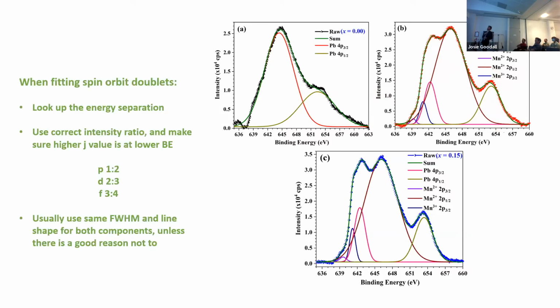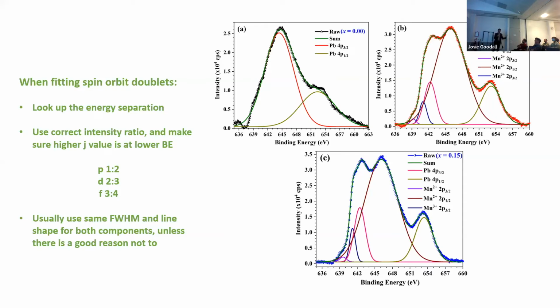So, tips for fitting spin-orbit doublets: look up the energy separation. The energy separation for every orbital you'll ever find is tabulated, so find out what that is. There's a very big variation. Some of them are separated by less than an electron volt, so they'll basically be unresolved in most instruments. They'll just be an asymmetric peak.